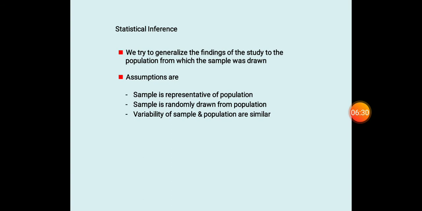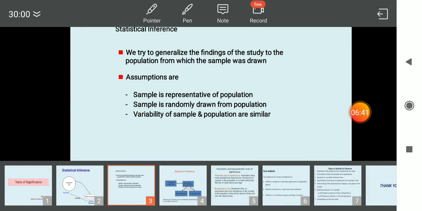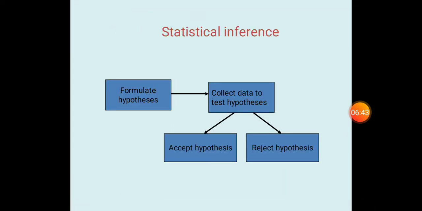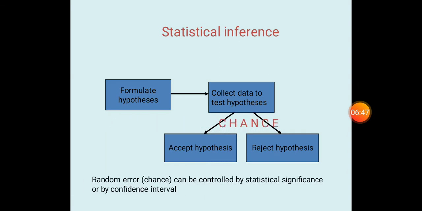So which are the assumptions which we need? The sample is a representative part of the population. Samples are randomly selected. Then the variability of the population and the sample should be the same. Now, this is the process of any statistical inference. To make it clear, it is there here.